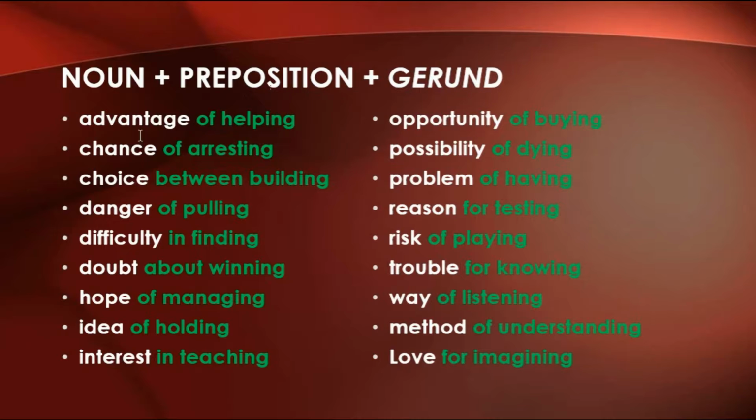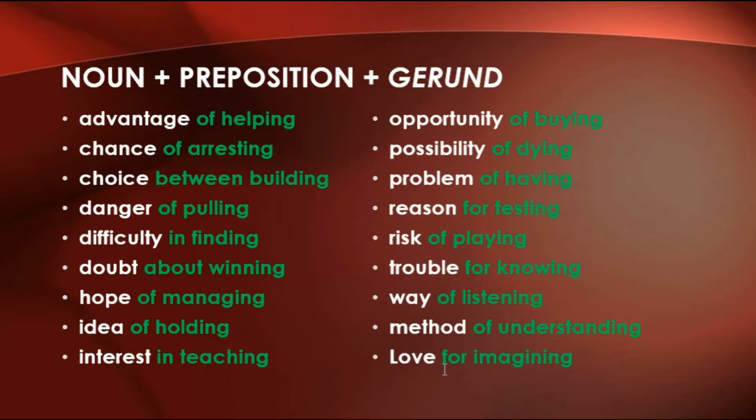Okay. So this one is when you have a noun, then you have a preposition, then you have a gerund. So I'm not giving you examples here. I'm just giving you phrases, because it's not really necessary to come up with examples every time we have a deal like this. So my noun is advantage, my preposition is of, and my gerund is helping. And we go on like this. We have many examples here.